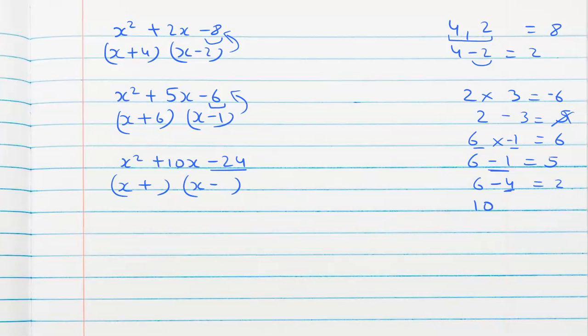But how about 12 times negative 2? We get negative 24, and we have 12 minus 2, we get 10. So the answer will be x plus 12, x minus 2. The bigger number is positive, the smaller is negative.